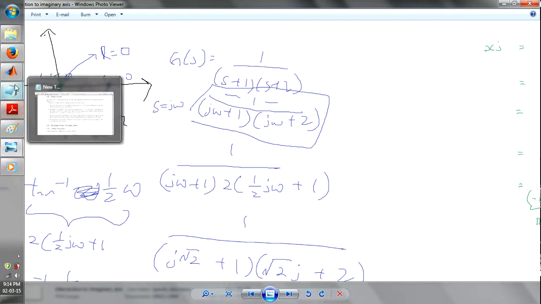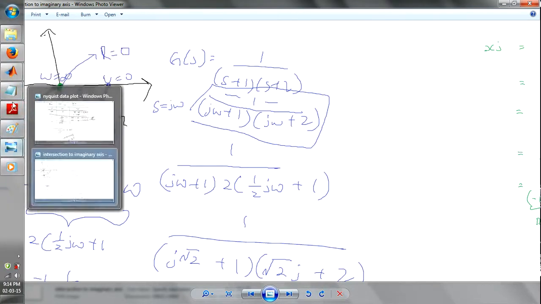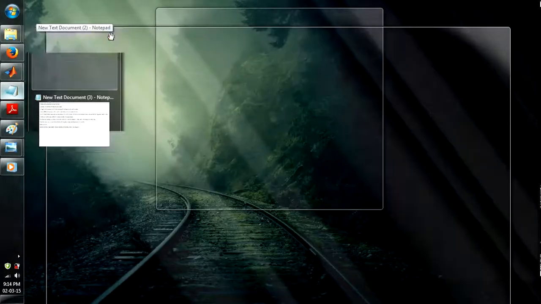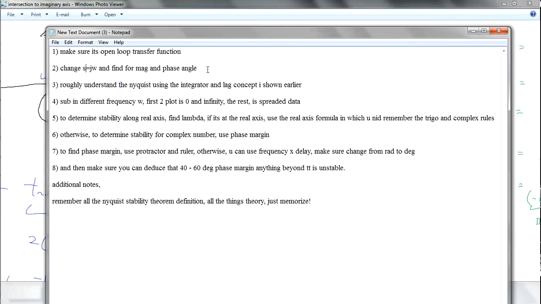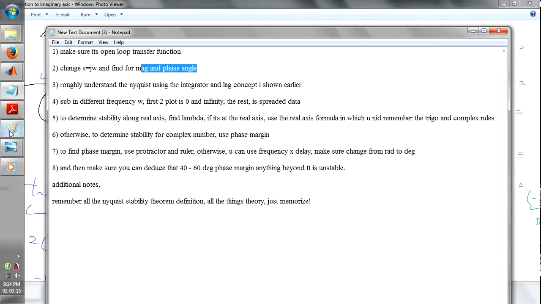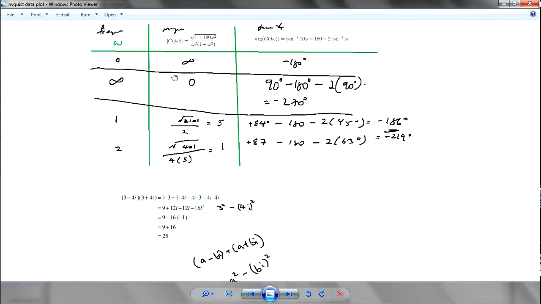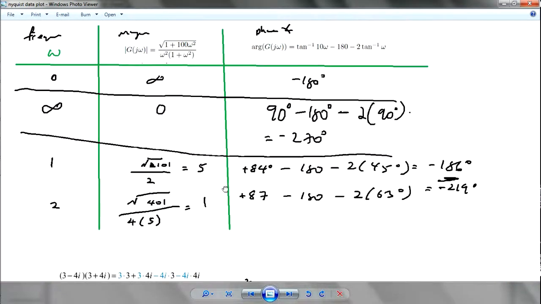And then the next thing you need to do is, what do I need to do? Okay, close this already. And then you can find your magnitude and phase angle, which is in this case what I've found earlier. This is your magnitude. You just need to use 1 square.